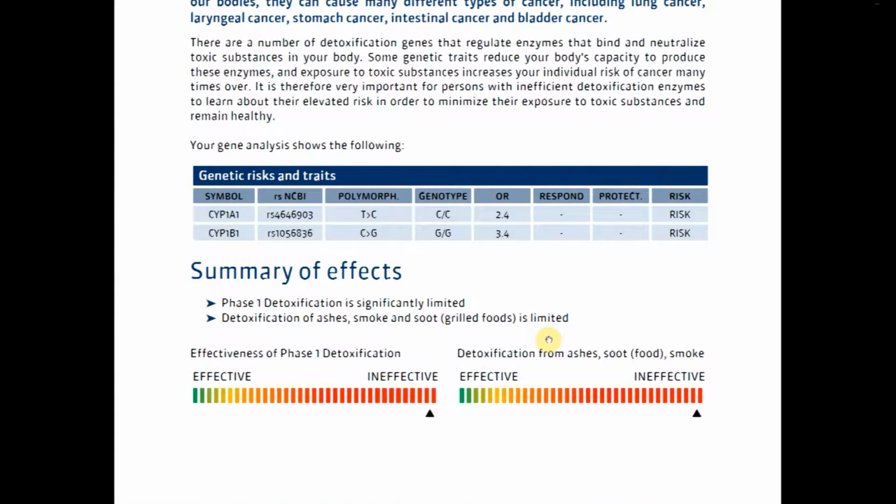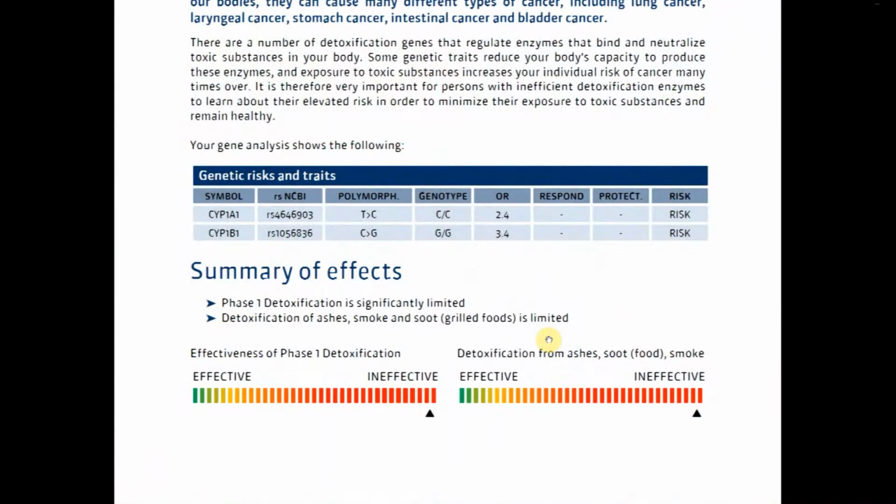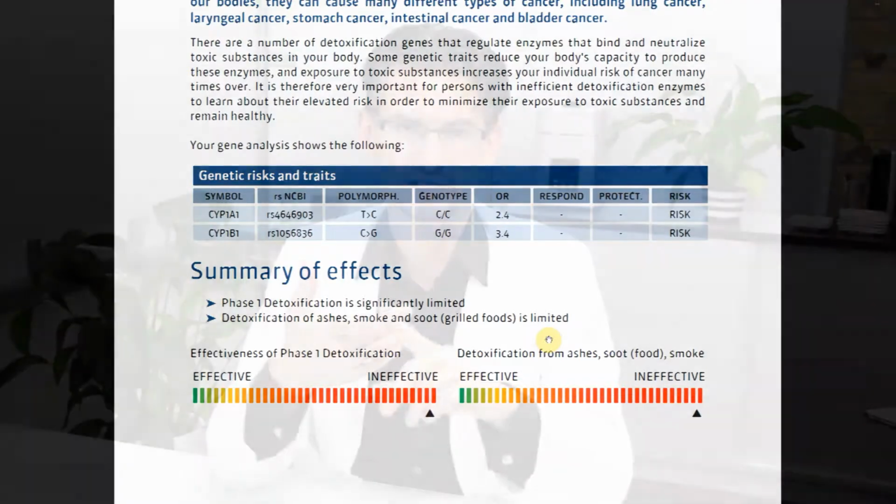So these 2 genes here are responsible for this detoxification. So I smoke a cigarette, the toxin gets into my body, these 2 genes recognize the toxin and neutralize it and prevent it from giving me cancer. In this case, both of the genes have a high odds ratio, meaning that they are defective and they increase the risk. So we have 2 genes that give me a risk. This one 2.4-fold and 3.4-fold. So we have around 5 to 6-fold higher risk of bad health effects from these toxins that are present in smoke, in ash, in burnt food and so on.